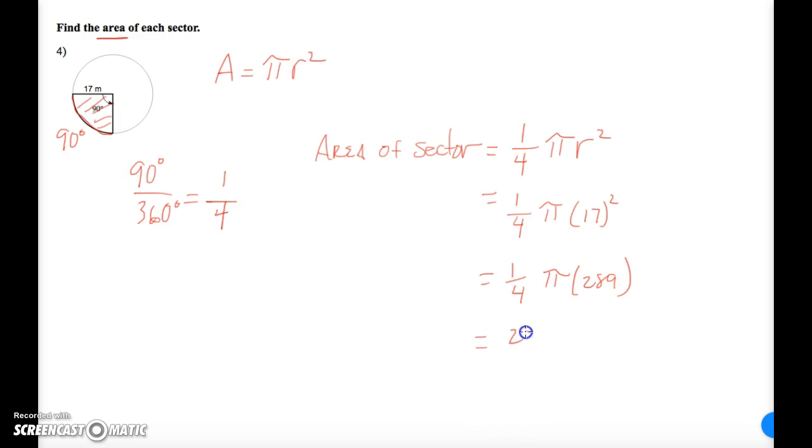We rearrange our terms here. We end up with 289 over 4 pi, which is an acceptable answer if you want to leave it in terms of pi. Or if you want to convert it to the decimal form, that's roughly equivalent to 226.9. Actually, it would round up to about 227 square meters. So either of these answers are acceptable.